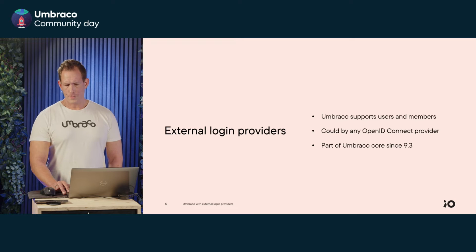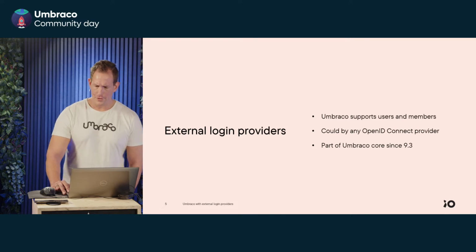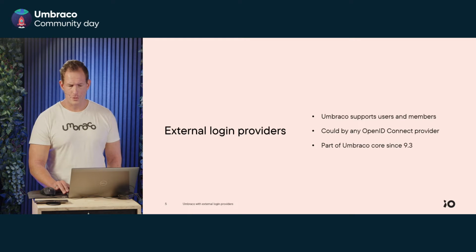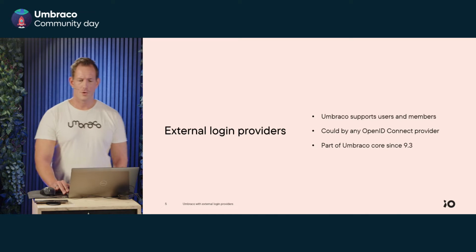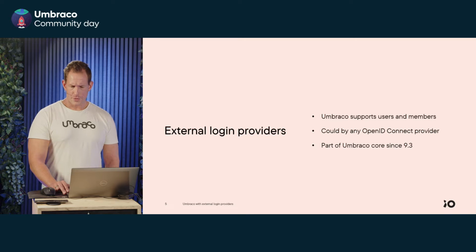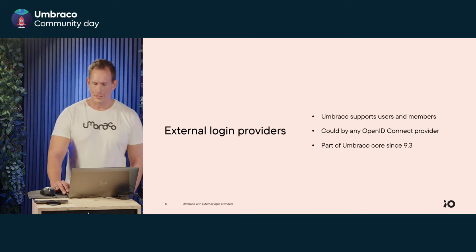Both Umbraco backoffice users and website members support external login providers for performing authentication of your users or your members. This could be any OpenID Connect provider, such as Azure Active Directory, Identity Server, or Google. Since Umbraco 9.3, there are core APIs in Umbraco available to connect to an external login provider. So no external package is required anymore. The demo of today will connect with Auth0 as the external login provider and will use these new APIs.